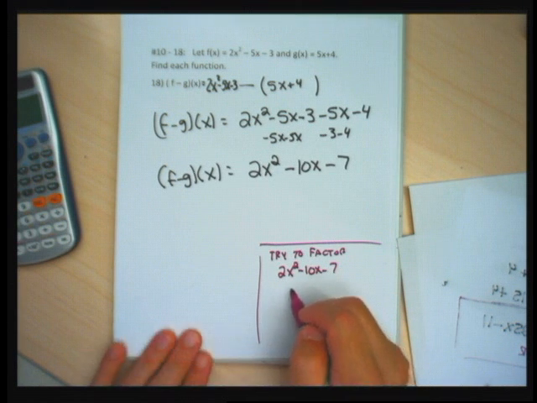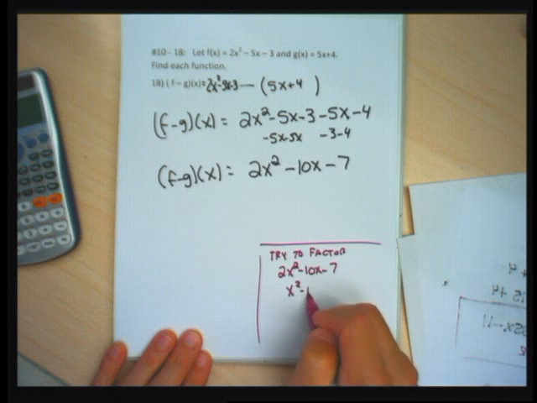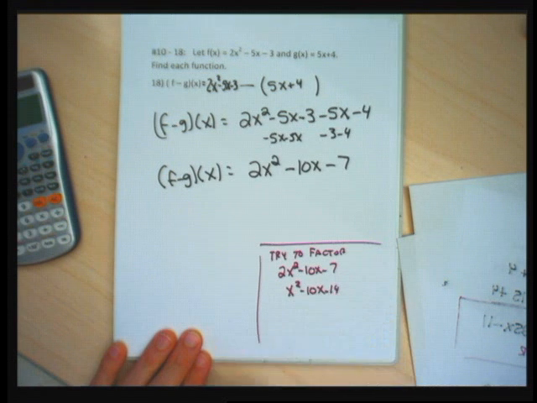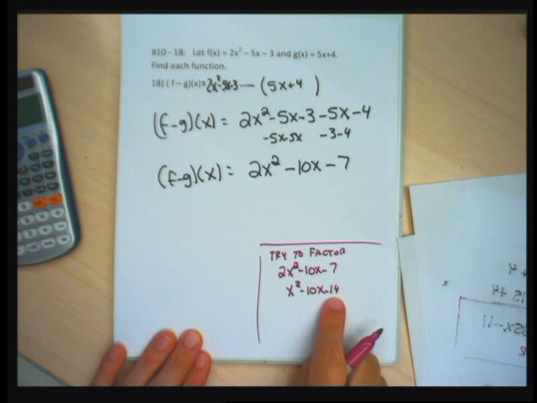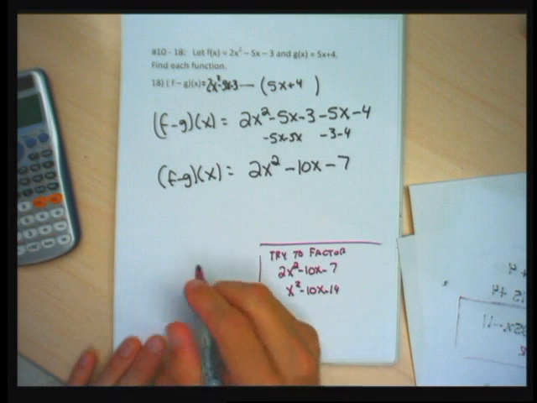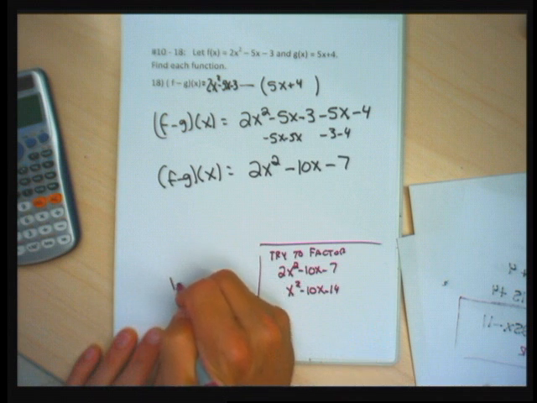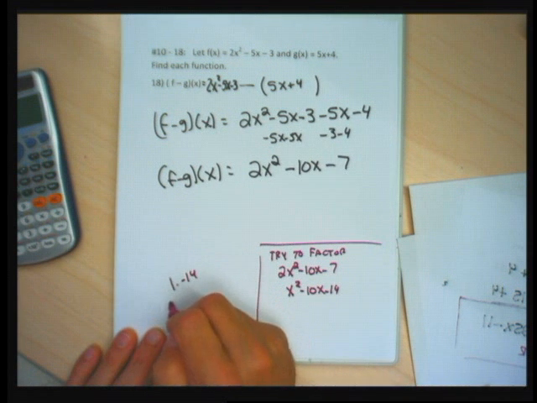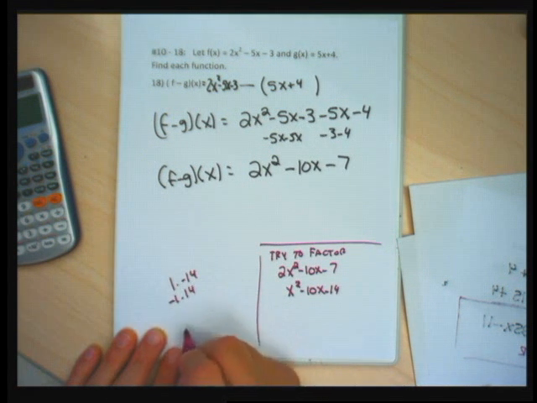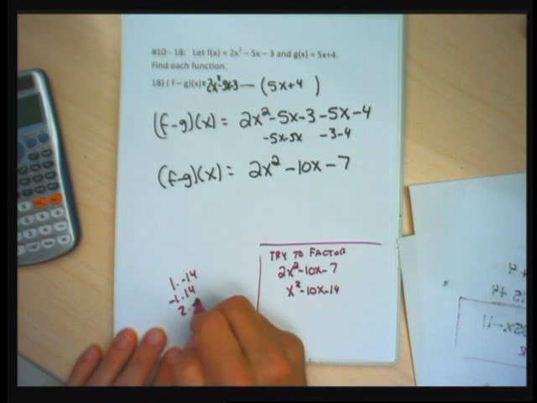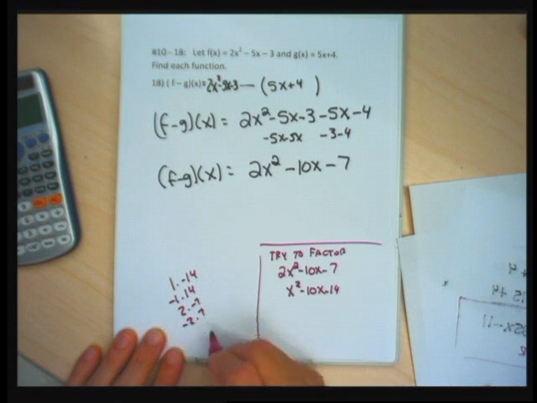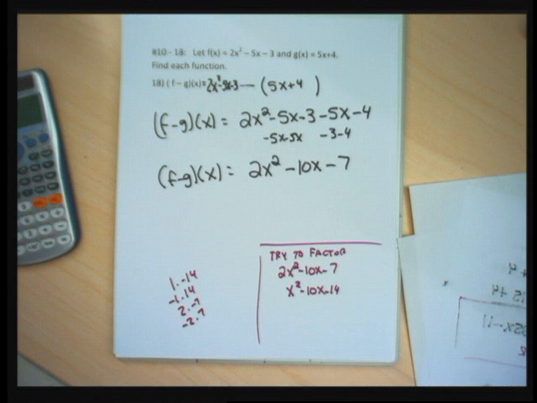So bottoms up, I multiply, I go x squared minus 10x minus 14. Now my numbers have to multiply to negative 14 and give me a 10. So the signs are going to be plus and minus. I could do 1 and negative 14, or negative 1 and 14, or 2 and negative 7, or negative 2 and 7. Those are the only pairs for my pluses and minuses that are going to work.